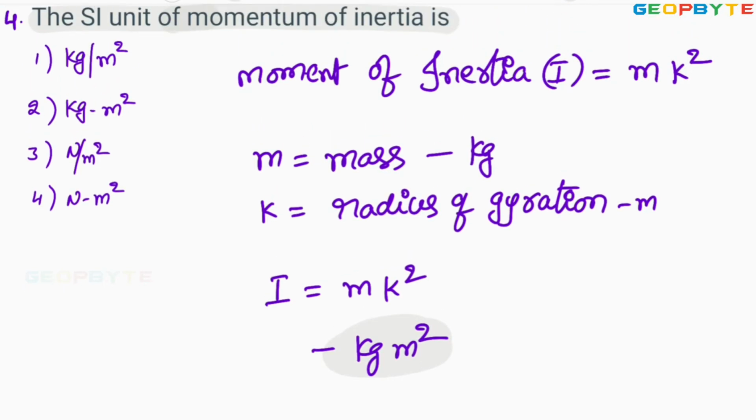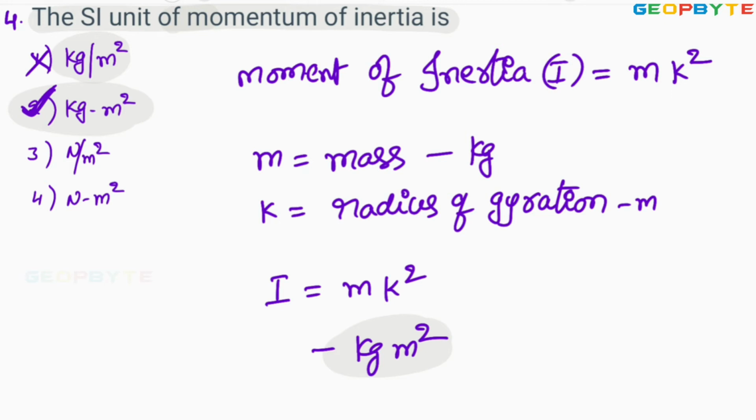Look at the options. Kg per meter square. No, the first option is not correct. Look at the second one. Kg meter square. Absolutely correct. Therefore, second option is absolutely correct. Dear friends, very simple problem. Very simple problems are asked from the units and dimensions. You can easily grab these 2 marks.